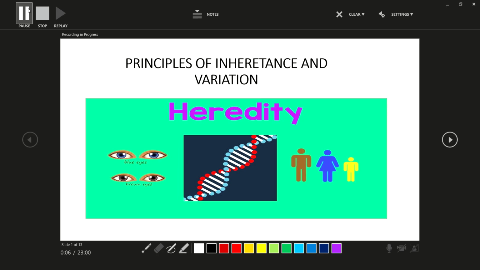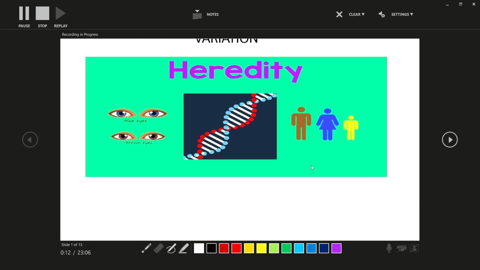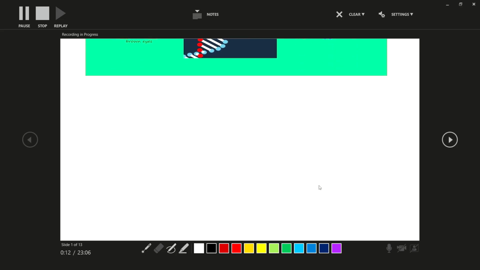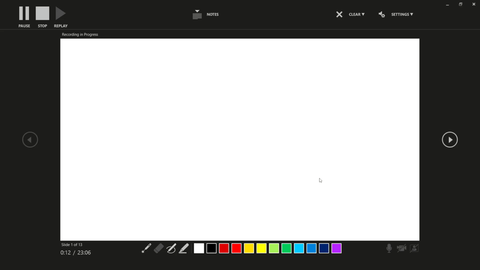Hi children, today we are going to learn about principles of inheritance and variation, heredity. Let us see the introduction of this part. It's very important. We are going to discuss MCQs with the explanation.